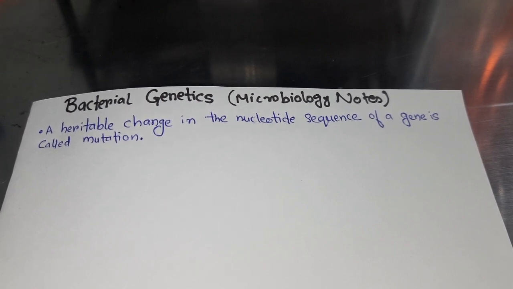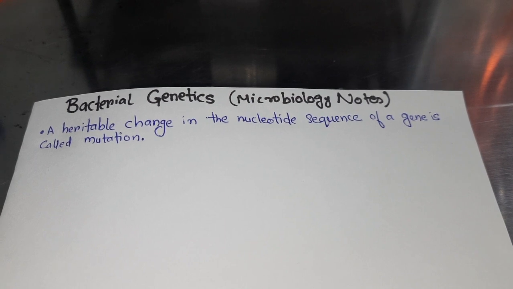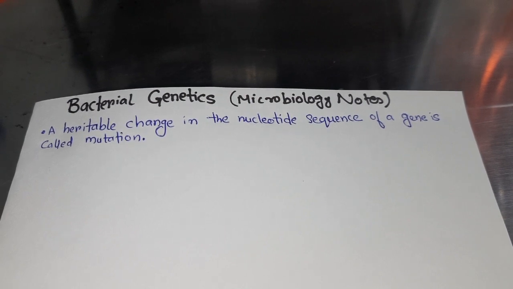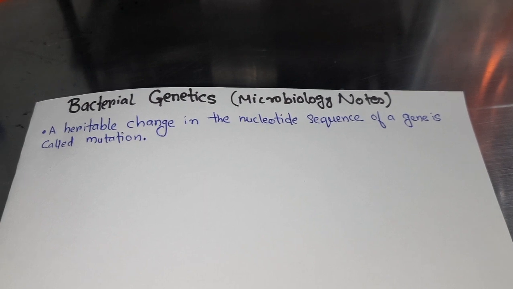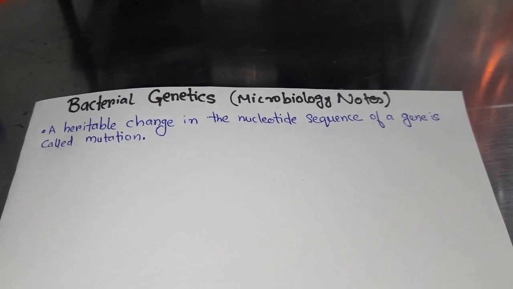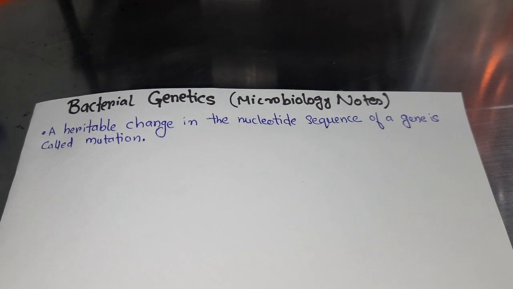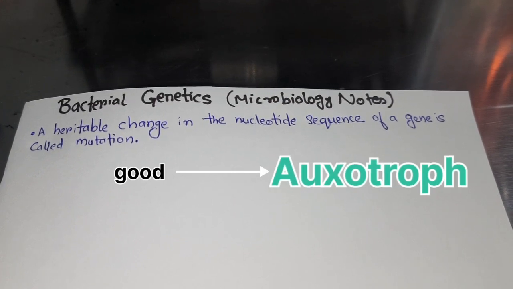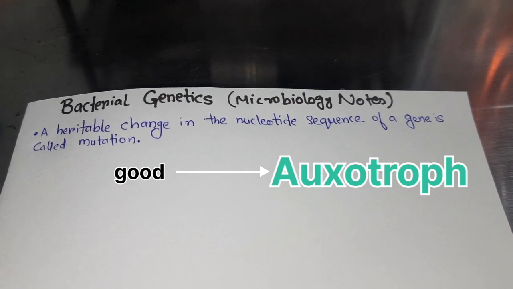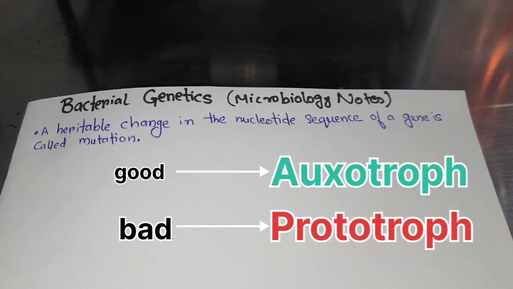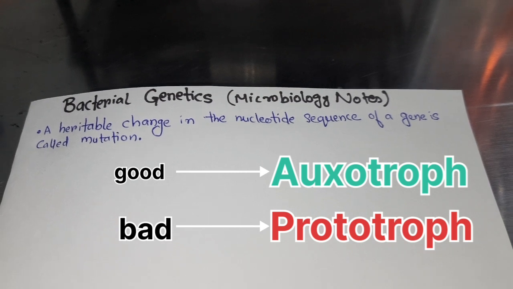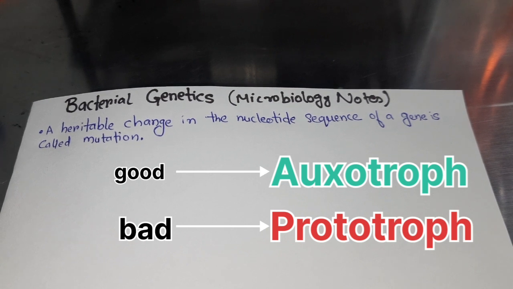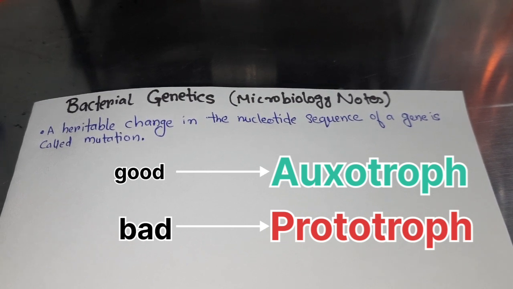Now mutation can sometimes be very good, but often it can be destructive for the individual cell. Mutations are usually detrimental, but they can also lead to beneficial changes. A mutant is called an auxotroph if the mutation leads to a new nutrient requirement, while the wild type strain is known as a prototroph. So remember these two terms.